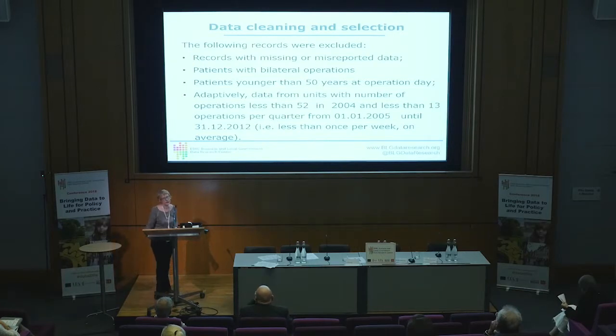So we needed to clean the data a little bit. We decided to start from age 50 because there are practically not many patients younger than 50 there. We decided to take the data only from units which had enough experience, and by that we defined units who do on average at least one hip replacement per week. We decided not to look at patients who had hip replacement on both sides. We just look at patients who had hip replacement on one side, which is the majority of the patients.